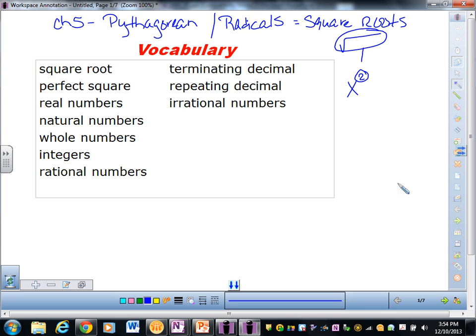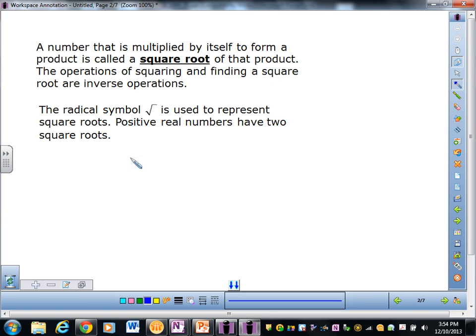So here are the vocabulary words that you need to know, and you will have a quiz on them. So you want to study these vocabulary words. All right, let's go here.